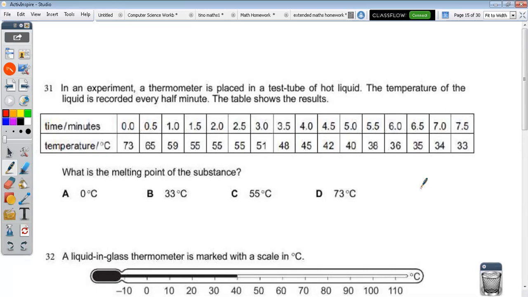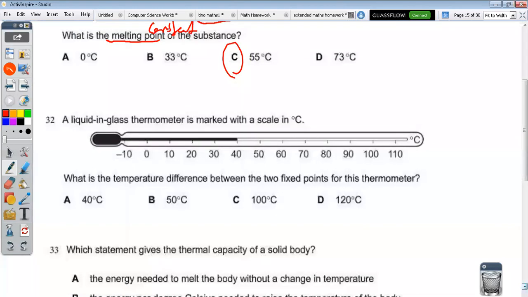Now, what do we know about melting point? What we just said, change of state, temperature is what? Constant. So where is temperature constant if you study this? Which temperature is constant there? 55. Yeah. It means that's where melting is taking place. Not difficult. That's the only part from that table where the temperature is constant. Clear?